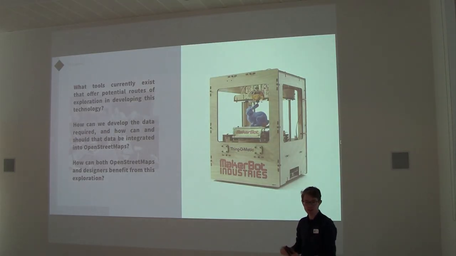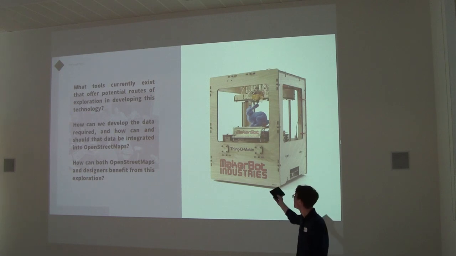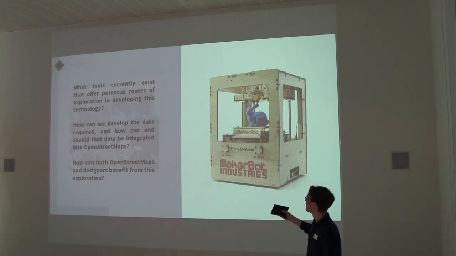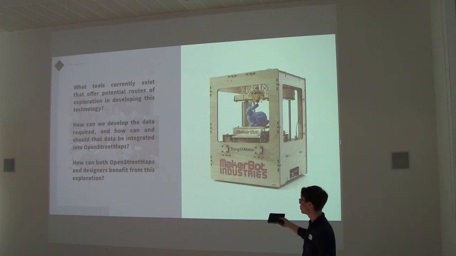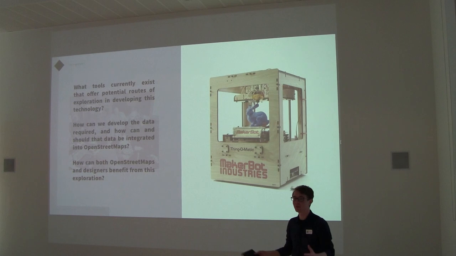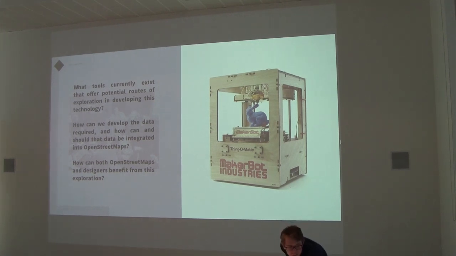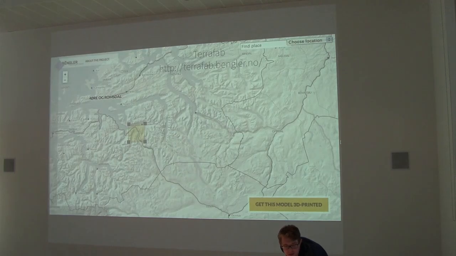So what tools currently exist to explore these ideas? There's really printers like these. How can you develop the data required in OSM? Should that data even be integrated into OSM? I'm sure there's a lot of people who say, oh god, 3 dimensions, that's just adding all this crazy stuff that we don't want to deal with. And how can both OpenStreetMap and the community benefit from that arrangement?